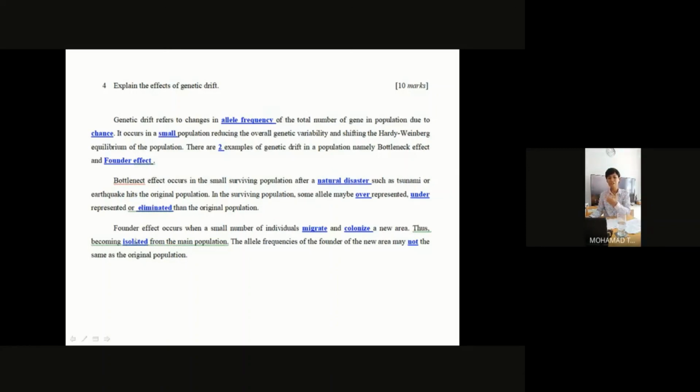So kalau founder effect occurs when a small number of individuals migrate and colonize a new area, thus becoming isolated from the main population. The allele frequency of the founder of the new area may not be the same as the original population. Okay, alright.